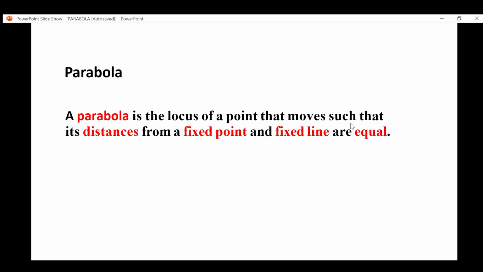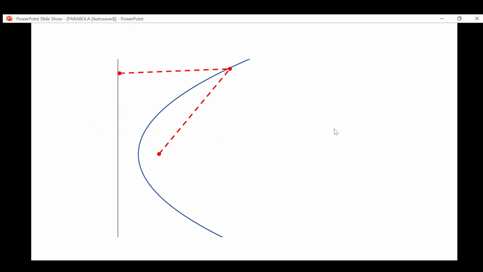Another definition: a parabola is the locus of a point that moves such that its distances from a fixed point and a fixed line are equal. So this is the illustration. Suppose we have this line from this point to a line, and then from this point to this point. Notice that the distances from this point to the line and from this point to this point are equal.